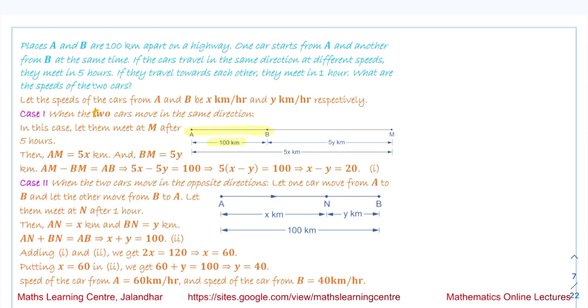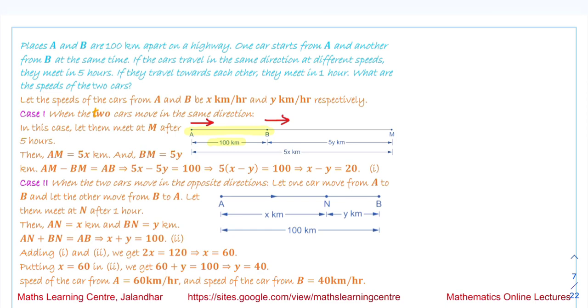One car starts from A and another starts from B at the same time. If the cars travel in the same direction at different speeds, they meet in 5 hours. They start in the same direction, meaning from A the car has started in this direction, from B the car has started in this direction, then they meet each other after 5 hours.